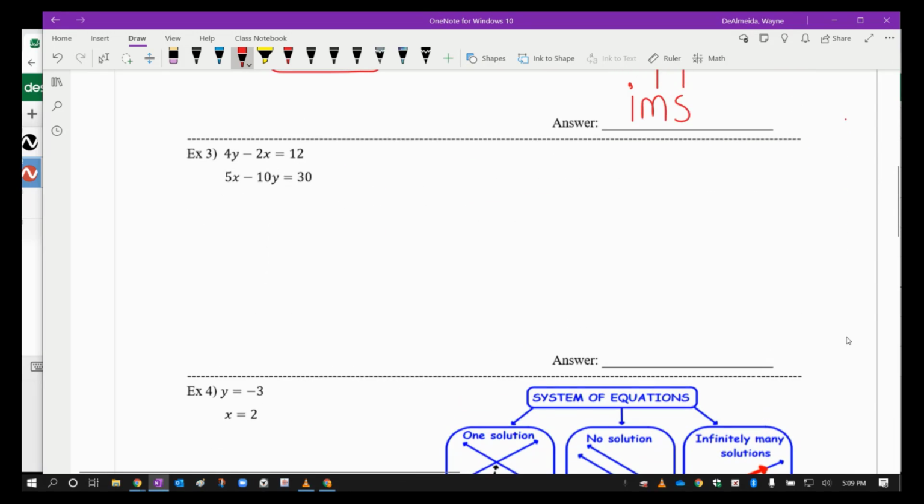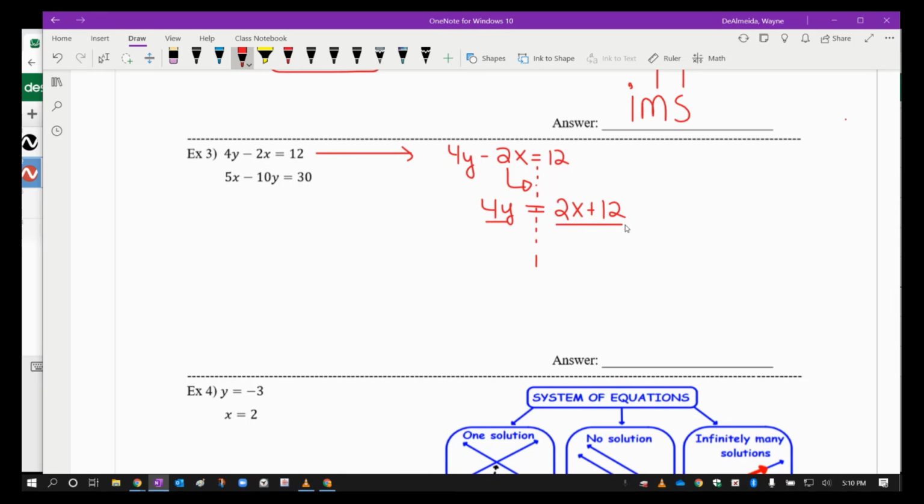All right, let's go on to the next problem, which is example number 3. And again, first order of business is to make sure both equations have the y alone. In this particular problem, none of them have the y alone, so I have to get the y alone. So I'm going to copy this equation, and I'm going to move the 2x to the other side. So remember here's the border. So that means 4y is going to come down. The 2x is going to go over as 2x, and the 12 is going to come down as positive 12.